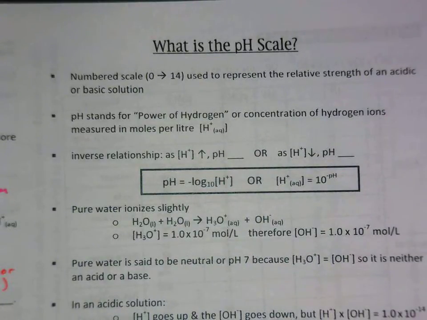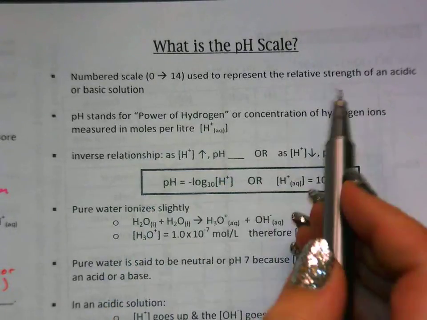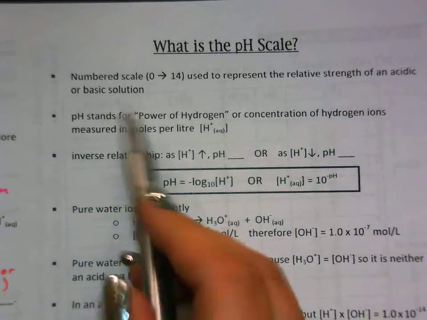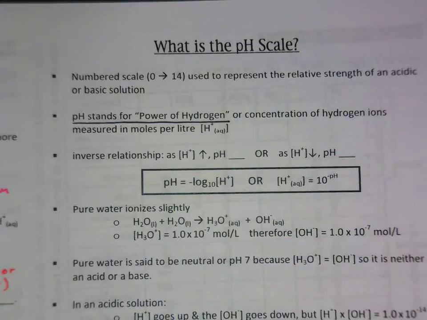We talked about pH in an earlier unit, but let's cover it one more time. pH scales are what we use to measure how acidic or how basic or how alkaline. It usually goes from 0 to 14 to represent the relative strengths of an acidic or basic solution. pH stands for the power of hydrogen, or concentration of hydrogen ions, measured as moles per liter, and now we know what that means.